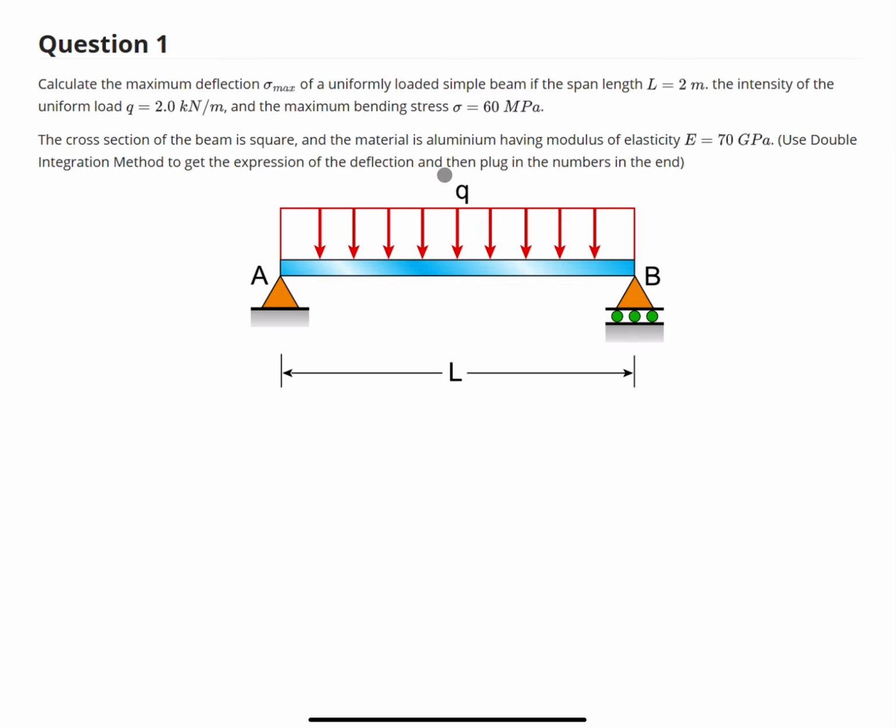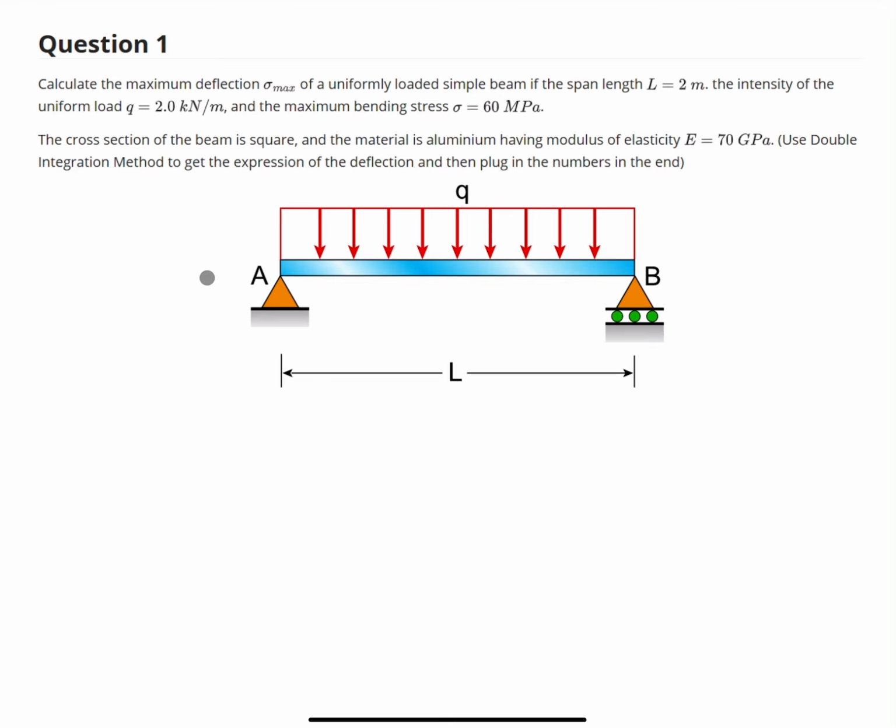There are some numbers for the loading and for the span, but before we plug in those numbers for the span length or the loading, we can just get the expression for the deflections. Here we can use the double integration method to get the maximum deflections.